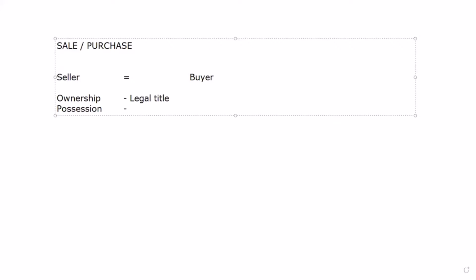When we talk about possession, we are talking about the right to use. So when we talk about a sale or a purchase, what you have to remember is it is the exchange of two important aspects. There is exchange of ownership, and there is exchange of possession.